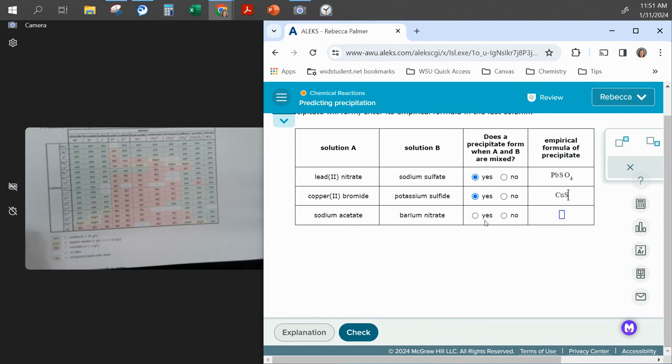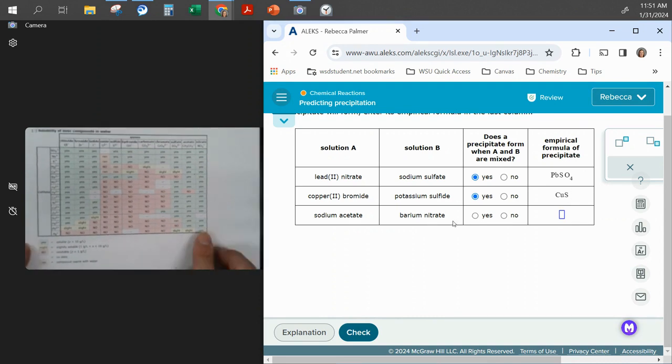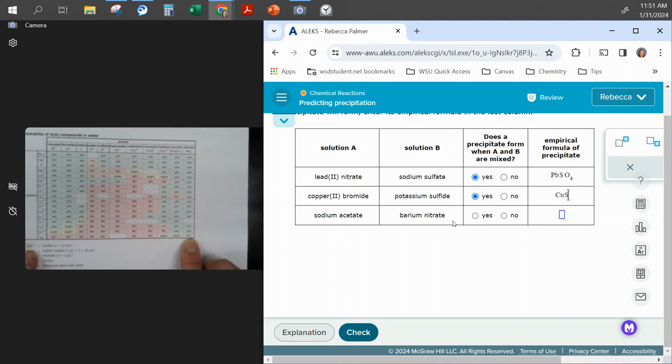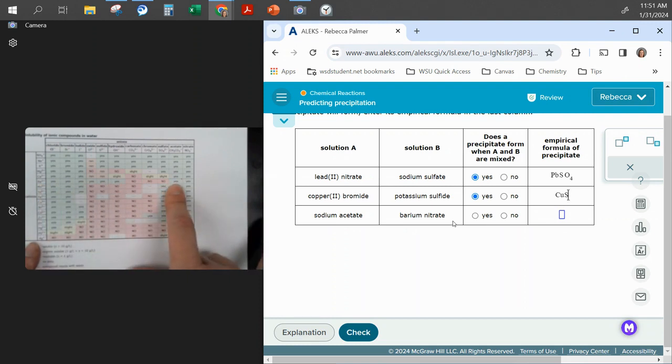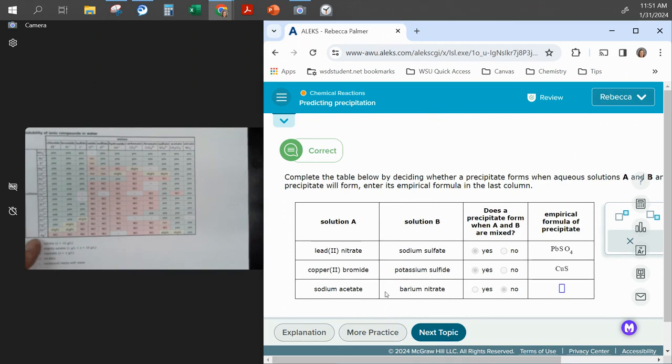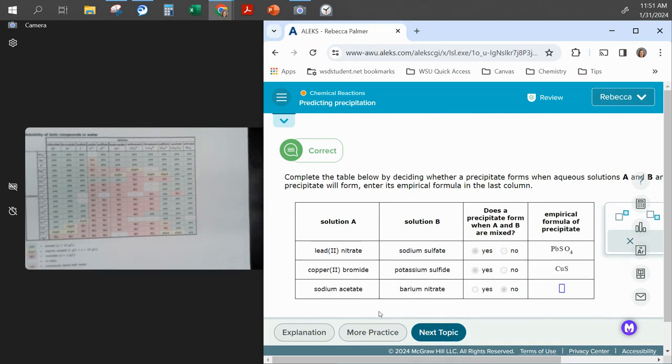And then the last one, sodium and nitrate. Well, all nitrates are soluble. And barium and acetate. Barium is Ba. Acetate is also soluble. So does a precipitate form? No. Both are soluble, so it's no. It's inverse. Did I push the button? Okay. All right.